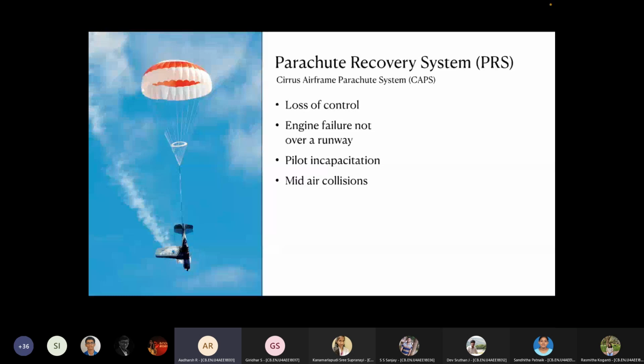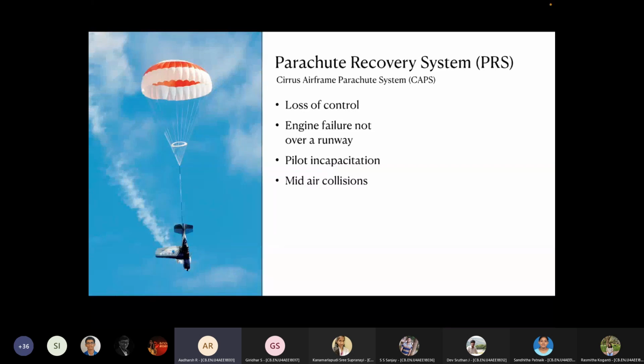What we have assumed is the case of engine failure not over a runway. This is our consideration. The rest three we are neglecting because we referred to the NTSB, National Transportation Safety Board database, as well as AOPA, a non-profit American organization. What their reports and database suggest is that the chances of mid-air collisions, loss of control and pilot incapacitation happening are very low. So we are not considering these three things.